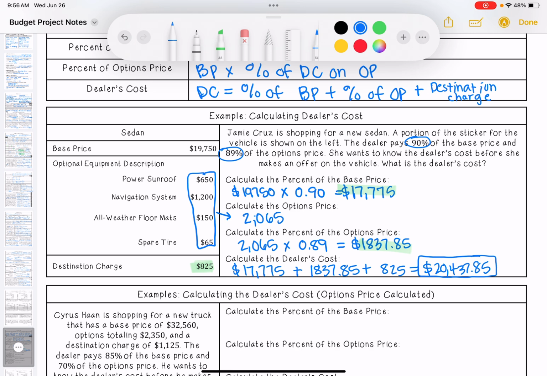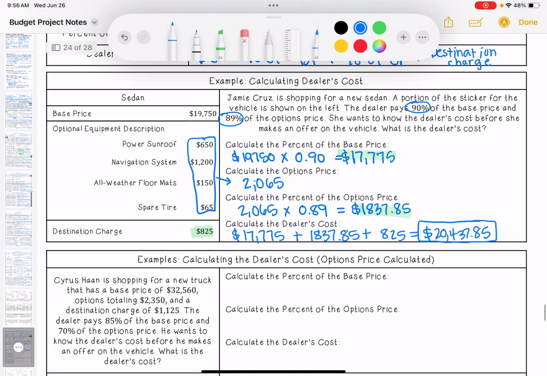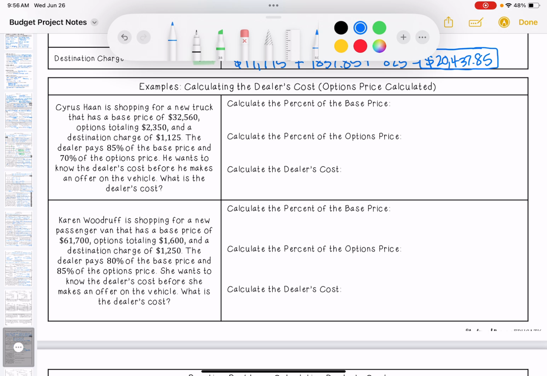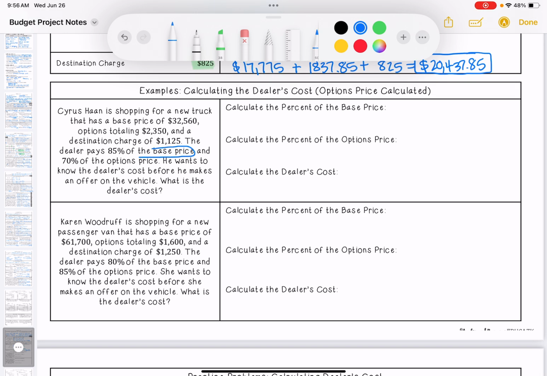All right, let's do another example. Cyrus is shopping for a new truck that has a base price of $32,560. Options totaling to $2,350 and the destination charge of $1,125. The dealer pays 85% of the base price and 70% of the options price. He wants to know the dealer's cost before he makes an offer on the vehicle. What is the dealer's cost?